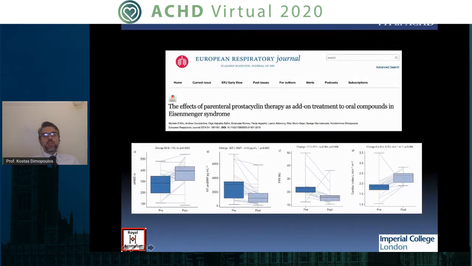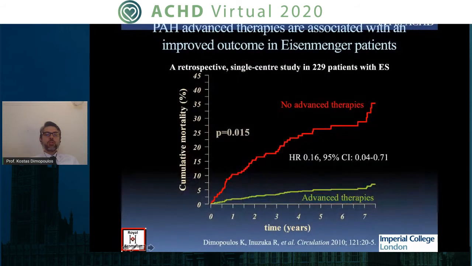These are data from Greece, Italy, and Hungary, a prospective trial of prostanoids in Eisenmenger patients as third line, showing a significant improvement in 6-minute walk test distance, BNP, and hemodynamics in these patients. So we should be using PAH therapies. We should be using them in combination, even triple combination therapy, and prostacyclins should be considered, mainly subcutaneous treprostinil, in this group. And we should be using PAH therapies because there is some evidence of improved outcome.